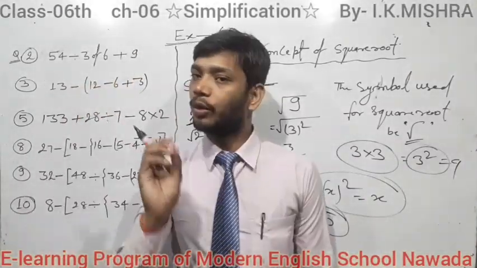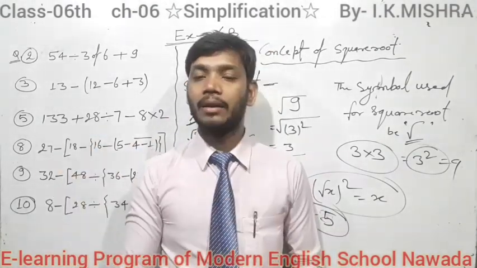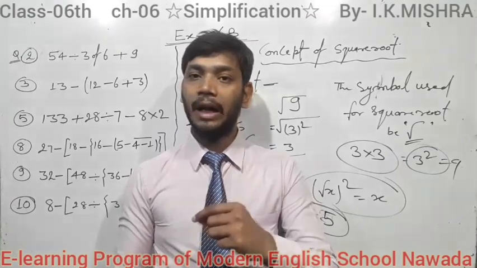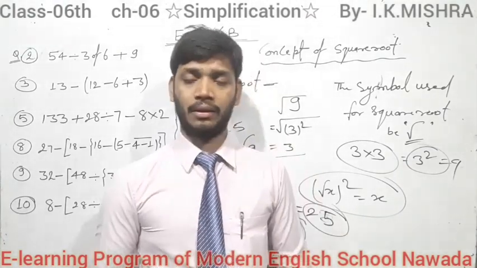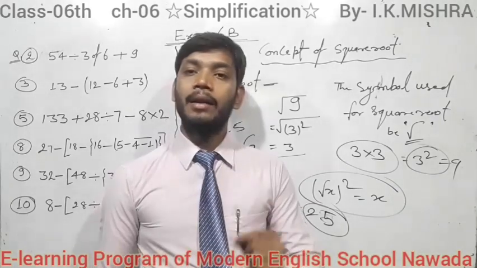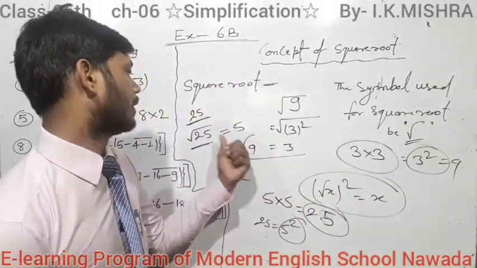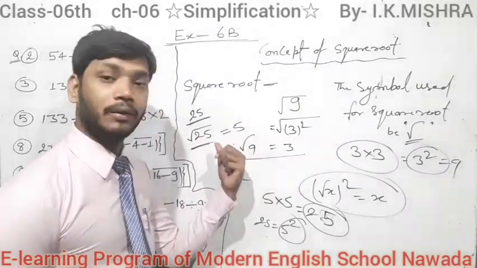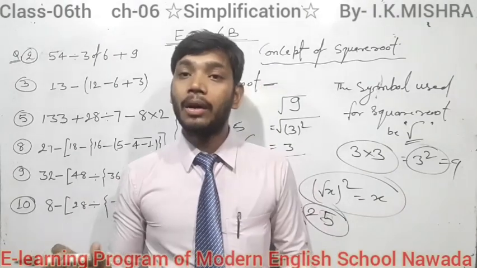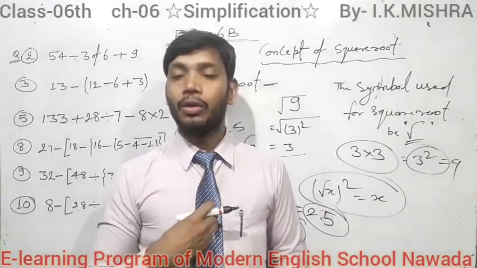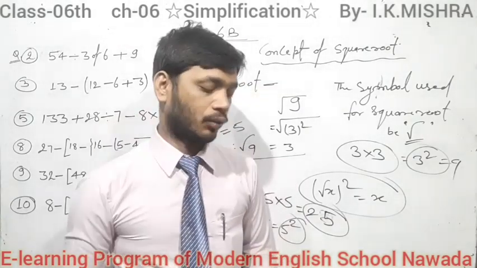But here a question: how will we know whose square is that number? That means we have to know the process to find the square root. In simple words, I know the square of 5 is equal to 25, but we have to find the square root of a number whose square is not known to us. So know the process to find the square root.